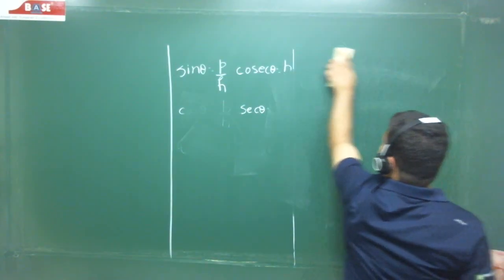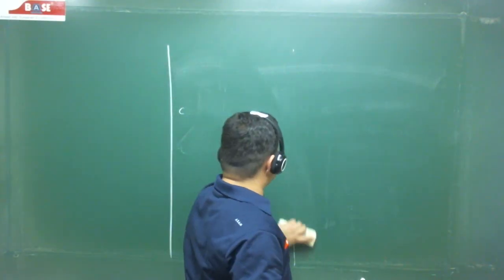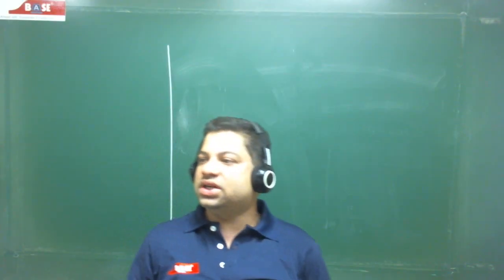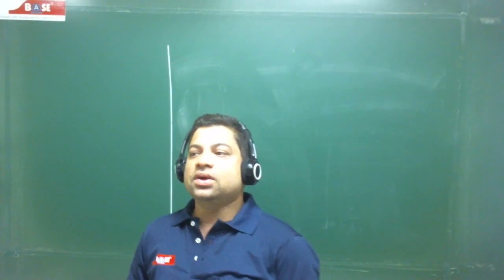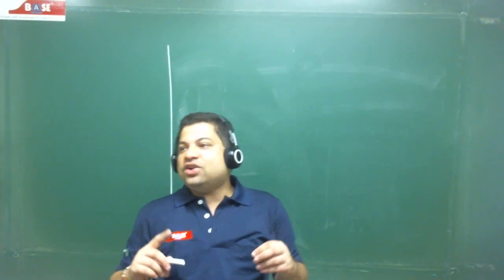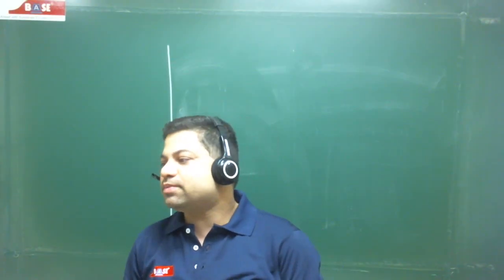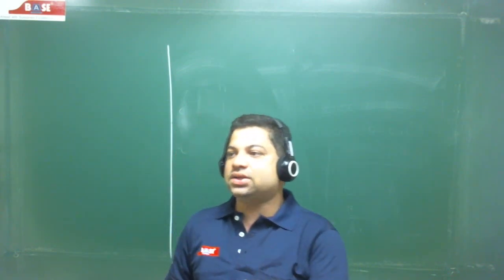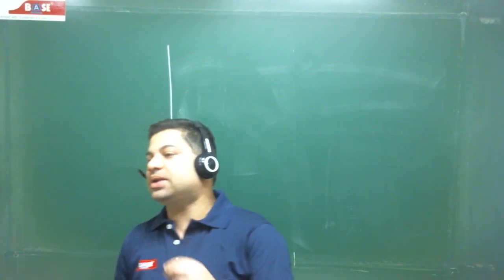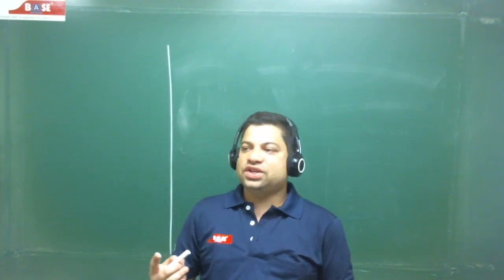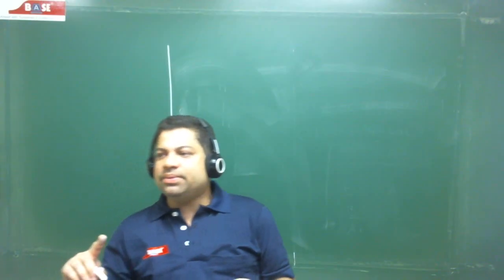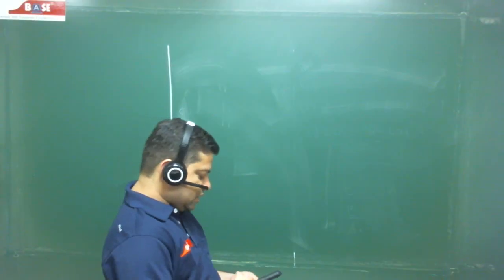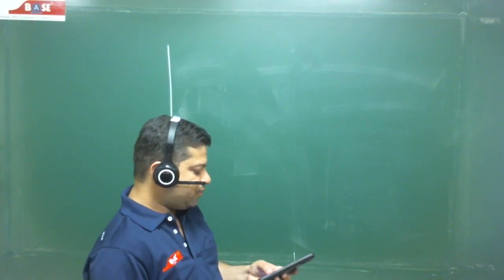One more thing, we are also going to use standard angles 0, 30, 45, 60, and 90. These values we are supposed to keep in our mind: sin 0 is 0, sin 30 is half, sin 45 is 1 by root 2, sin 60 is root 3 by 2, and sin 90 will be 1. I hope this part is clear. So let me write a few questions, then it will be more clear.